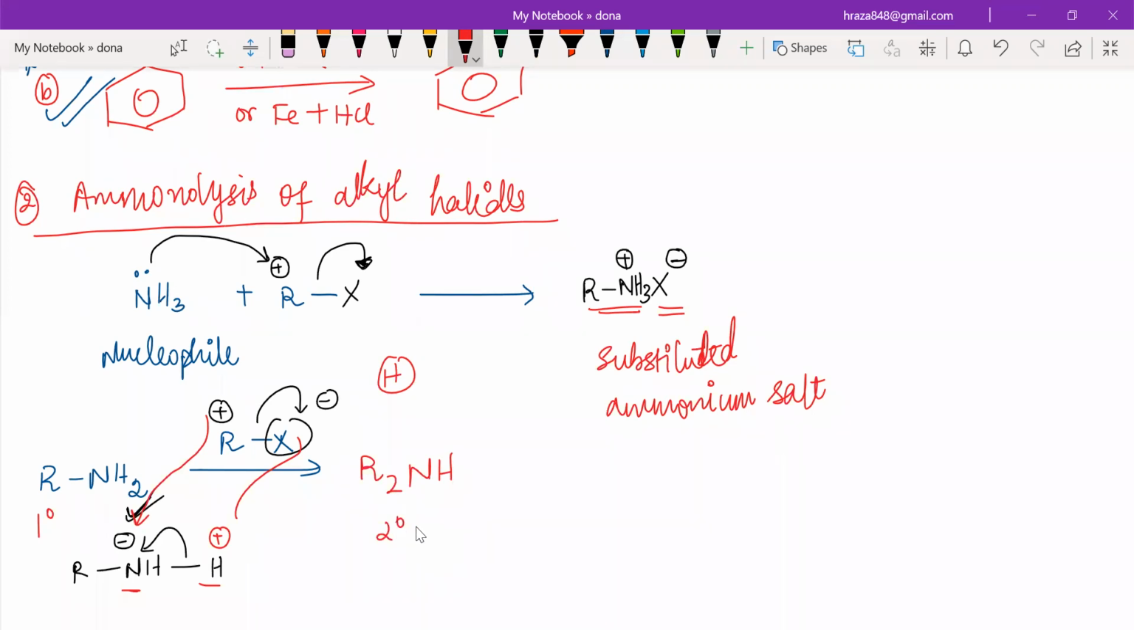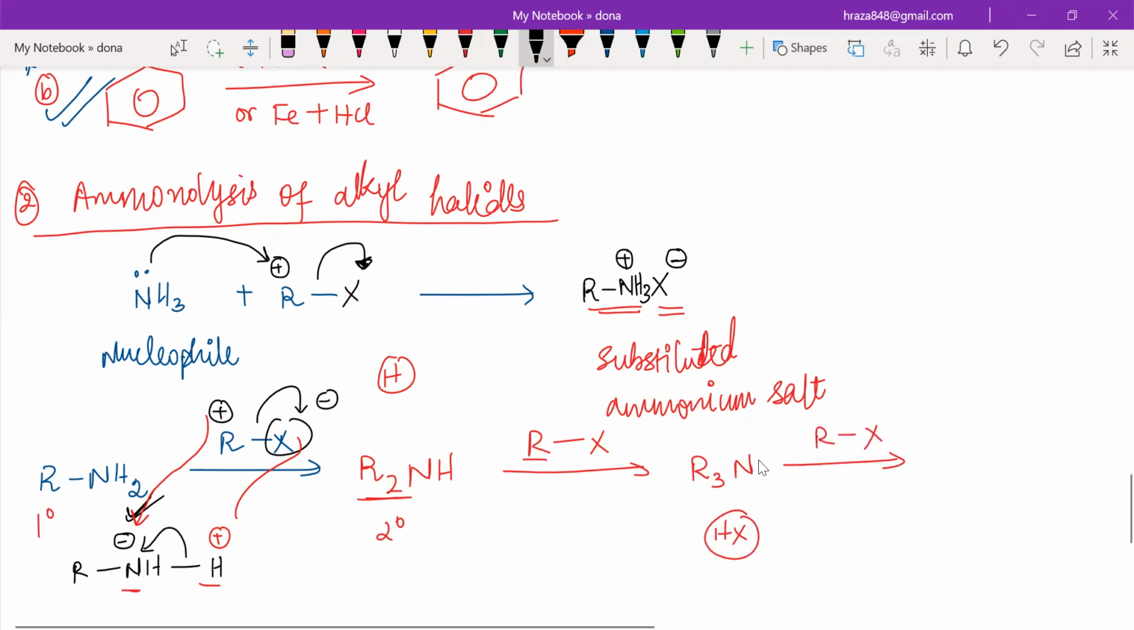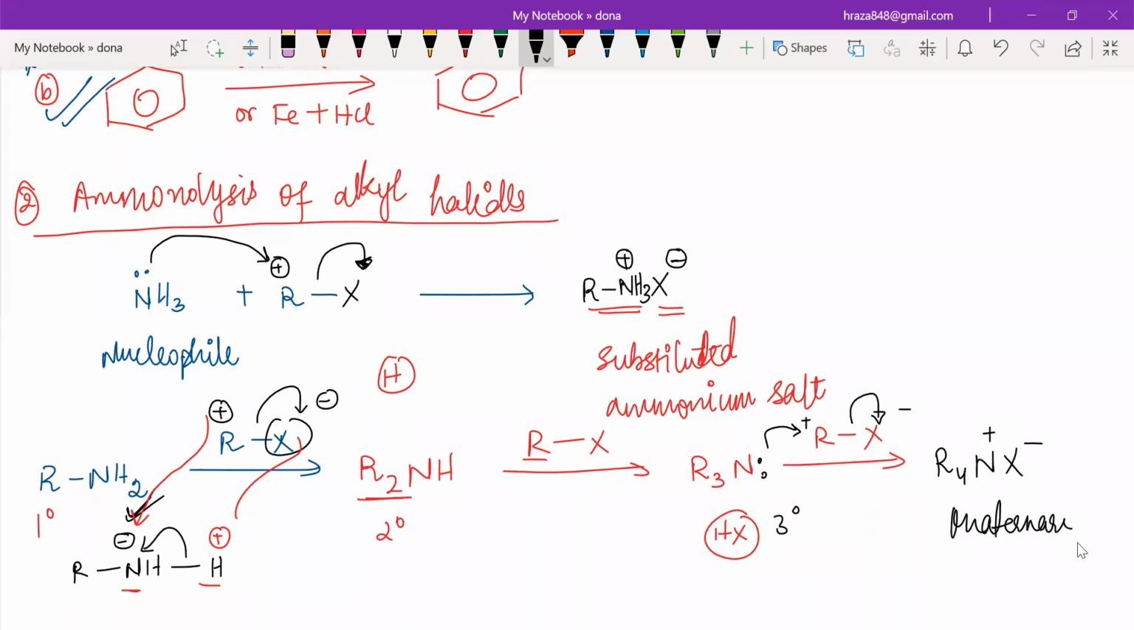What you need to do, just replace one hydrogen with R. Again, you need to do the same. Replace one hydrogen with R. R2 is already there. One of the R will go with nitrogen. It becomes R3N and HX will be the byproduct. Again, you need to do the same with RX. Now you know that this nitrogen has a lone pair and when it goes, it will have positive, this will have negative. So it will attack on this and it becomes R4N positive and X negative. This is your tertiary and this is your quaternary ammonium salt.